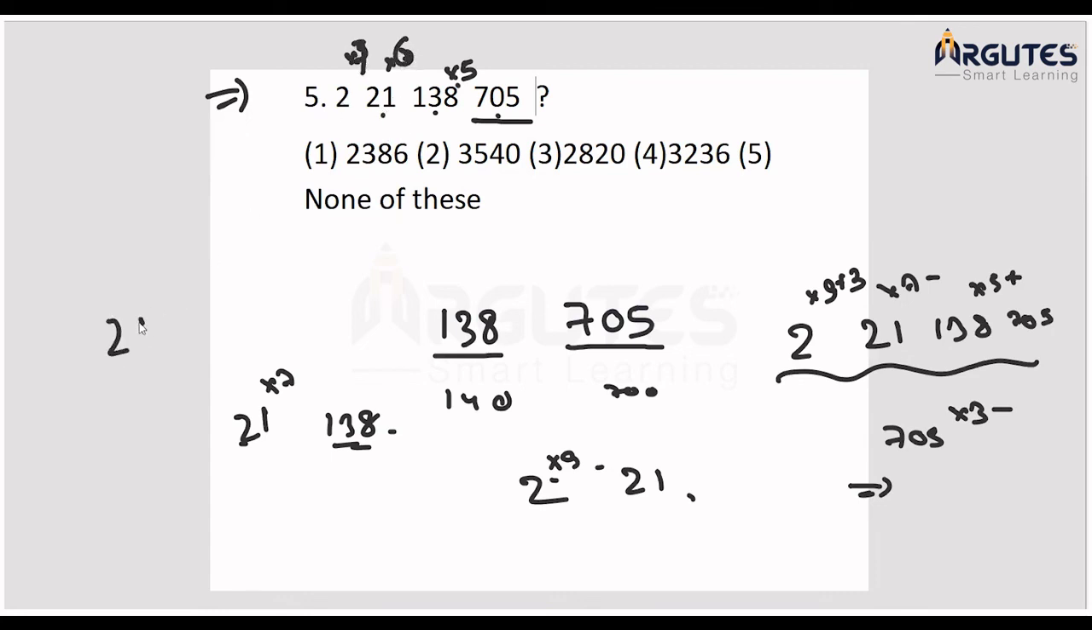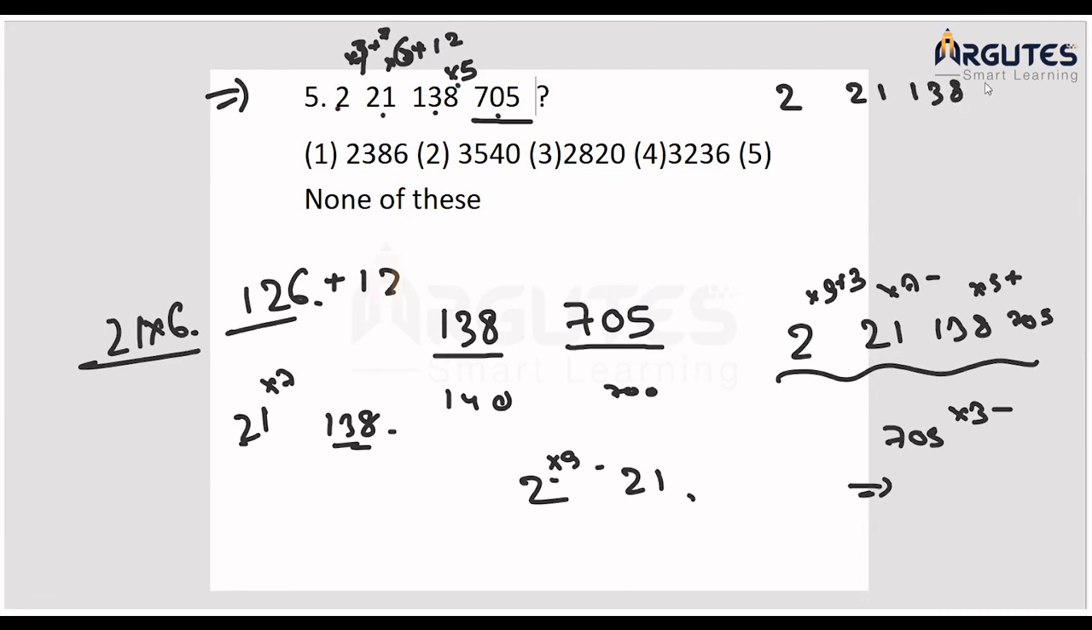So as soon as you write 21 into 6, it came out to be 126. So 126 plus how much will be 138? So it will be plus 12. And 2 and 21, so it will be into 7, so 14 plus 7, so into 7 plus 7. So now 2, 21, 138, 705, and what will be the next? So it is into 7 plus 7, it is into 6 plus 12, it is into 5 plus 15.